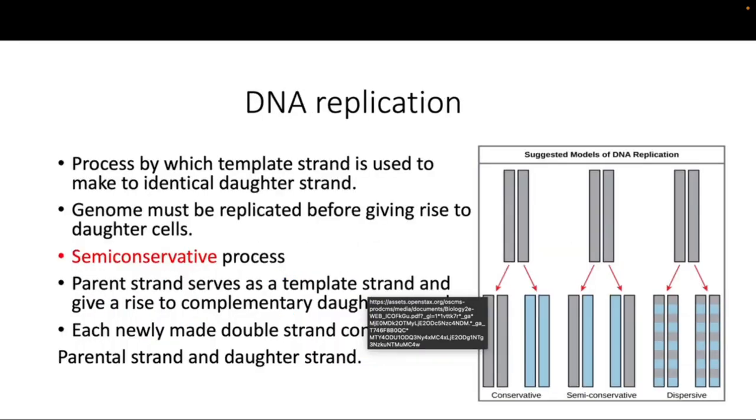So let's talk about DNA replication. What is DNA replication? DNA replication is a process by which the replicative enzymes use the template strand to make the new identical daughter strand. So this is the process of making new DNA strands from the existing strand.